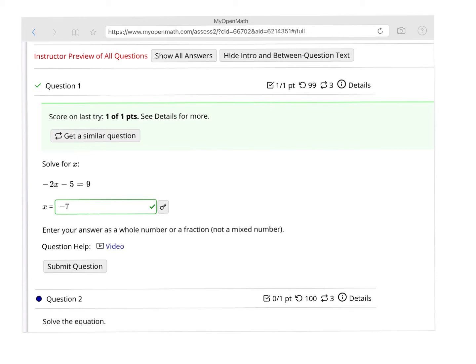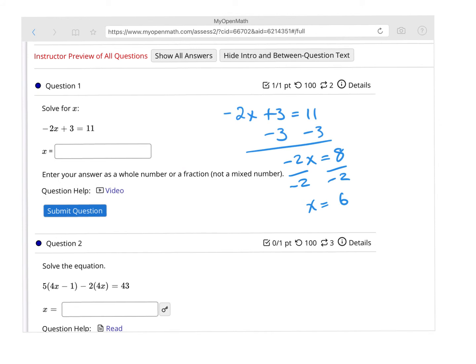Now I got negative 2x plus 3 is equal to 11. So again, let's just solve that real quick. Negative 2x plus 3 is equal to 11. If I subtract 3 from both sides, I get negative 2x is equal to 8. Divide by negative 2, divide by negative 2, and I get that x is equal to 6. Well, I know the answer is not really 6, but let's just see what happens if I try and put 6 in for my answer. If I put 6 and hit Submit Question, it tells me that I got it wrong. I get 0 out of 1 points up here, and this whole thing here is red.